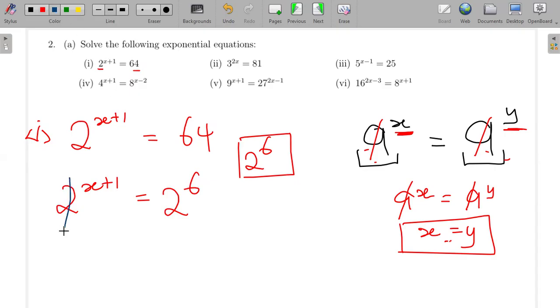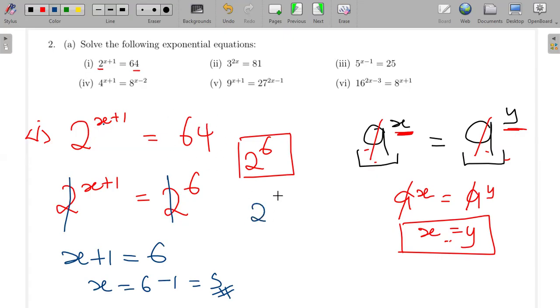So meaning that I can cancel out these two, I remain with x plus 1 is actually equal to 6. So x will just be equal to 6 minus 1, which will just be equal to what? 5. Okay, so if x is 5 here, plus 1, that would be 2 to the power 6. Even the other side, the 64, is the same as 2 to the power 6. You can try out doing 2 times 2 times 2 times 2 times 2 times 2, 6 times. It's going to give you 64. So our answer there is just what? 5.